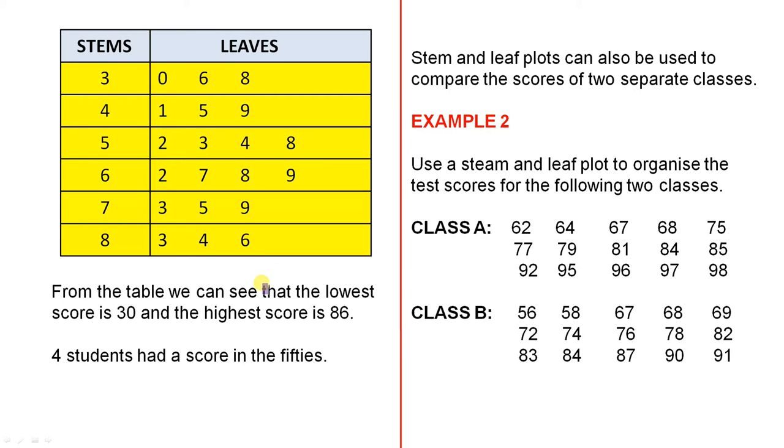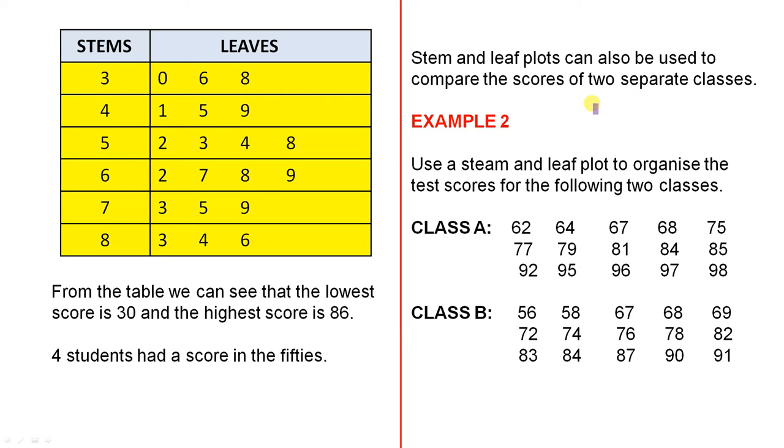From the table we can see that the lowest score is 30, and the highest score is 86. We can also see that 4 students had a score in the 50s, which is 52, 53, 54 and 58. So that's a basic example of a stem and leaf plot where you've just got one set of numbers if you like.